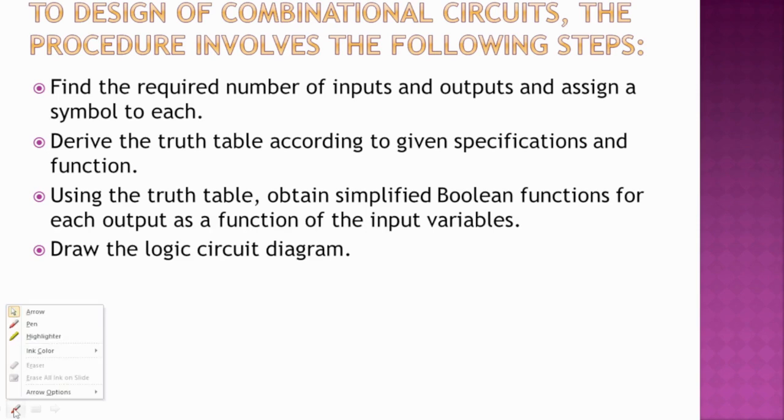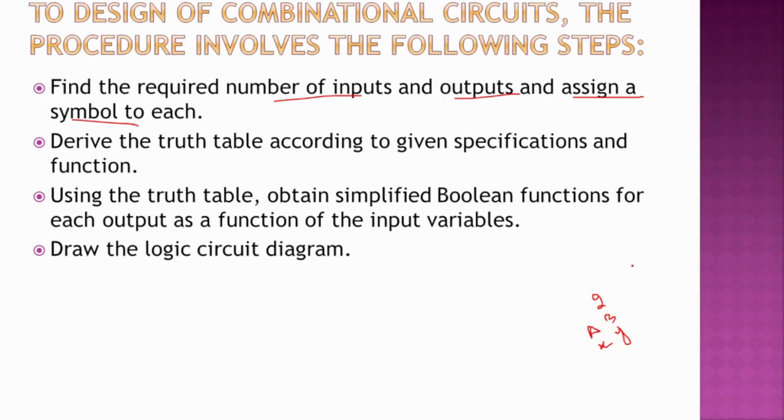First step is to find out the number of inputs and outputs required for the combinational circuit and assign a symbol to each. For example, if you need two inputs, you will mention the names as A, B or X, Y as you wish. Afterwards, you need to find out how many outputs you are going to get. It may be either 1 or 2.